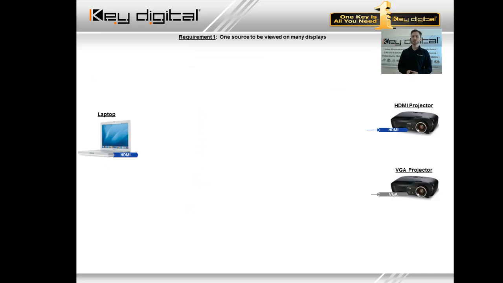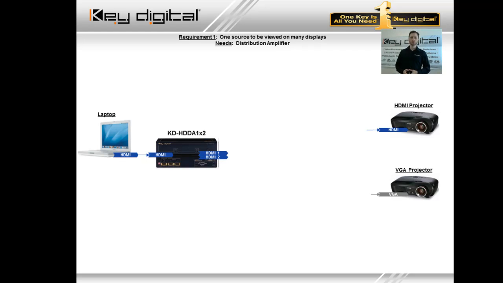Let's take a look at how it comes out on paper here based on our system design group's recommendation. Requirement number 1 was one source to be viewed on many displays. Again, one-to-many distribution amplifier. Here we're utilizing the KD HDDA 1x2 HDMI distribution amp, one source, 2 displays, one in, 2 outs. Requirement number 2, scaling your HDMI format to VGA. We have the 2 outputs of the HDDA 1x2 at this point.